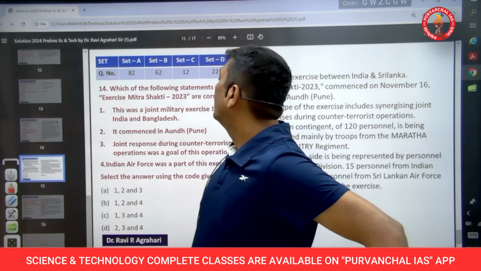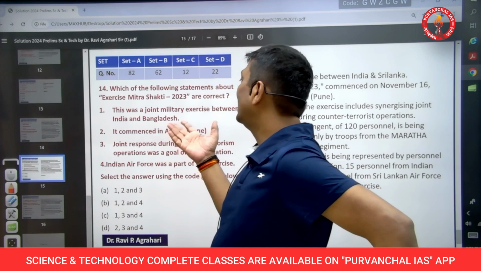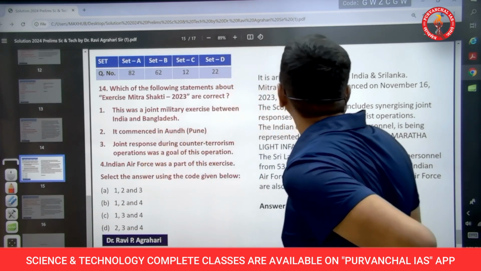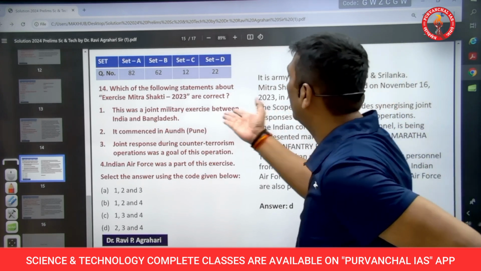Okay, it's not between India and Bangladesh. Sorry, it's India and Sri Lanka, something like this. So only the first statement is wrong. Rather, all the statements were right. Sorry, India and Sri Lanka, not India and Bangladesh.